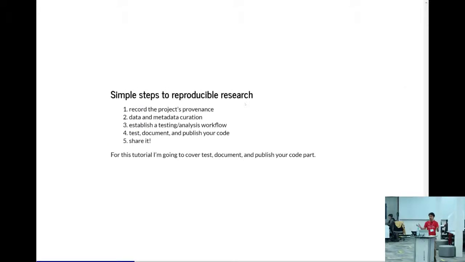And so these are the five simple steps to reproducible research. First, you want to record your project's provenance, just recording how your project evolved over time, so that someone can track back and see how you even began your project. Second, you have data and metadata curation. HydroShare is a great tool for that. You can go in, upload your data, and then provide the metadata for your data, explaining what it is and how to use it, and so on and so forth.